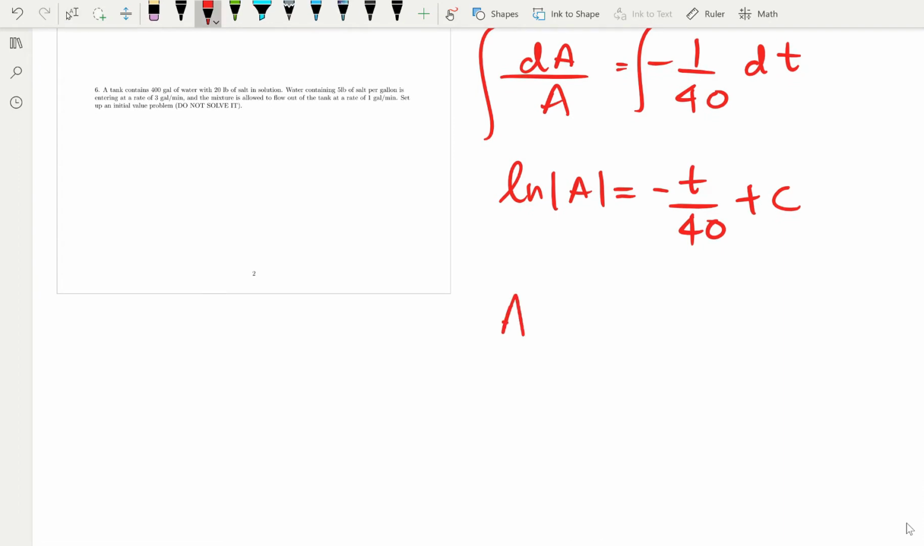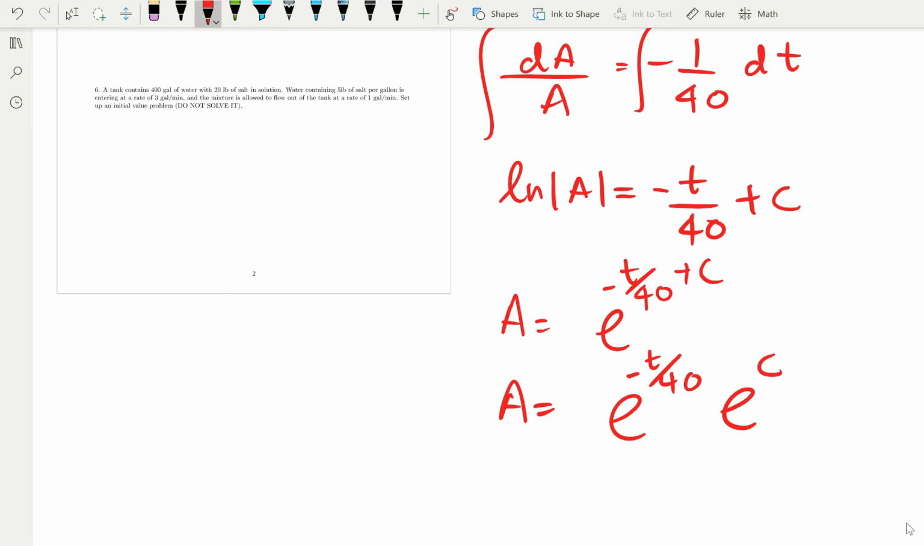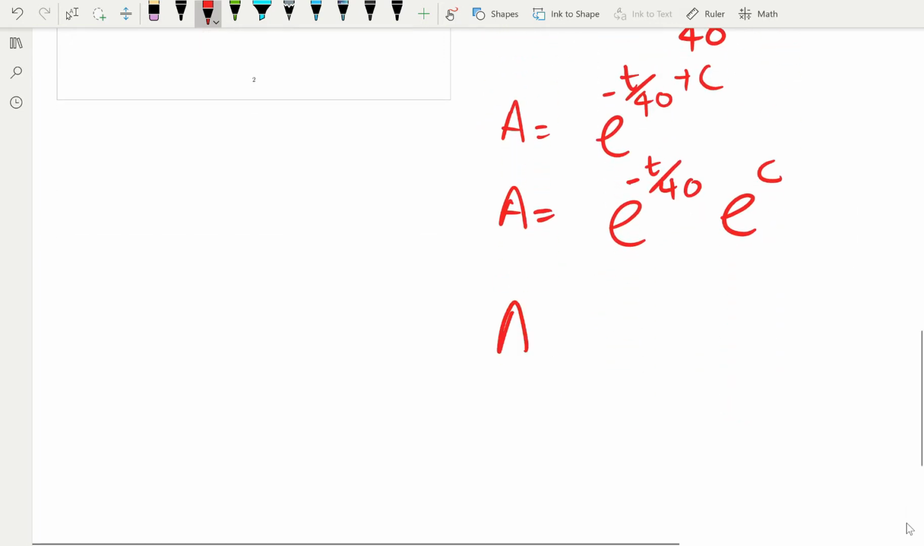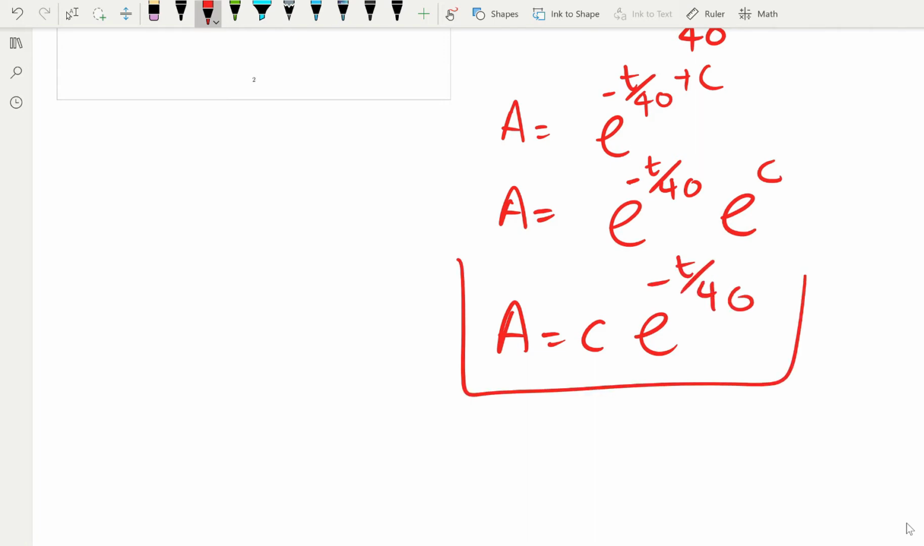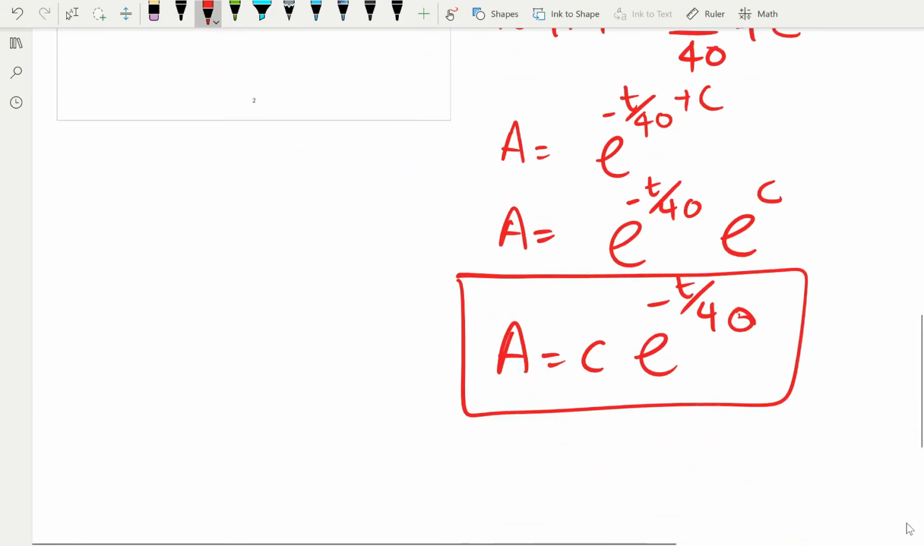Now to make A the subject, or to get rid of ln, let's take e of the right. So it's e to the negative t over 40 plus c. Right, so now we can split that plus c in the exponent and write it as e to the negative t over 40 times e to the c, right? e to the c is an arbitrary constant, so it's c e to the negative t over 40. That's the solution of the differential equation. Now we can use the initial condition. So let's see, initially we have 10 grams.